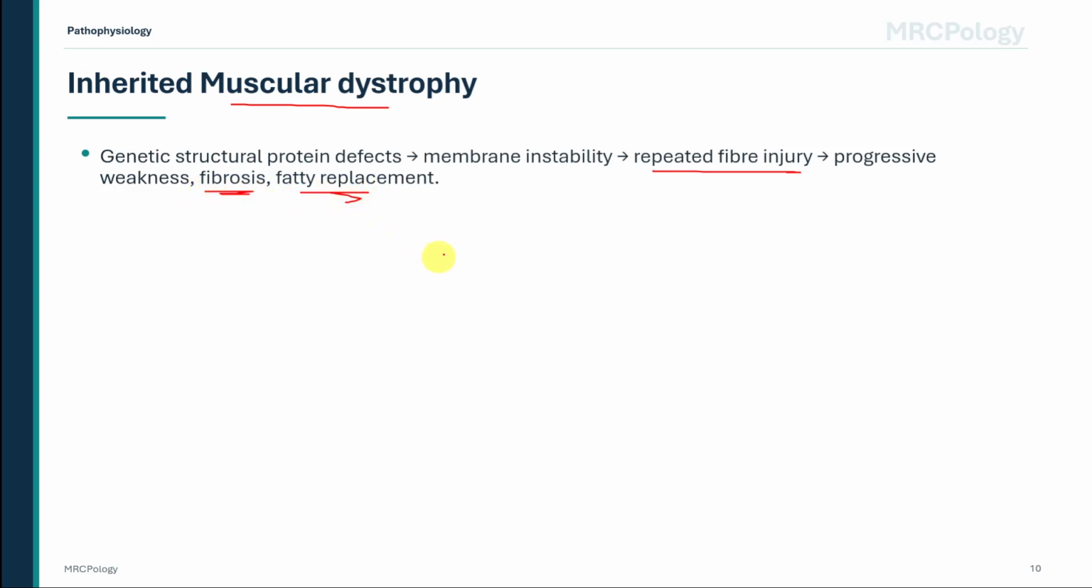Different muscular dystrophies produce different patterns of weakness, age at presentation, inheritance, and systemic involvement. Cardiac and respiratory muscles may be affected. Some patients develop contractures, spinal deformity, or calf enlargement caused by fatty and fibrous replacement rather than true muscle hypertrophy.